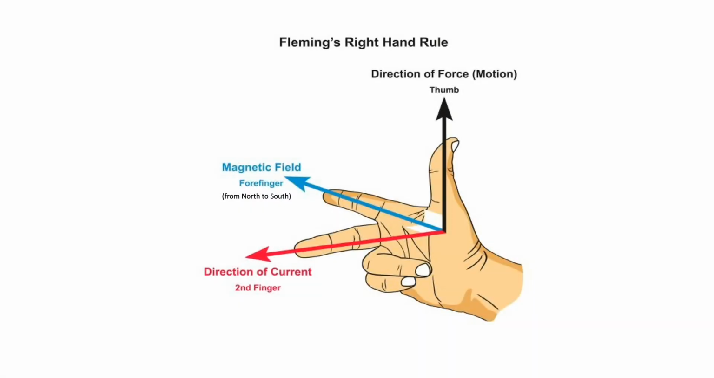There is a method for determining the direction of the induced current called Fleming's right-hand rule, although do check that it is part of your exam specification. Arrange your right hand so that your thumb, first finger and second finger are at right angles to each other, as in the diagram. Point your first finger in the direction of the magnetic field, from north to south. Point your thumb in the direction of the movement of the conductor. Your second finger now points in the direction of the induced current.